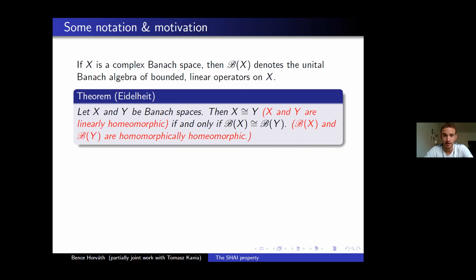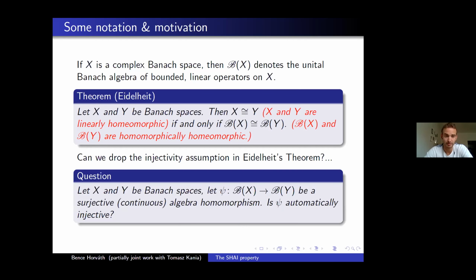And when one stares at the proof of this theorem, it's not entirely obvious where, for example, the injectivity part was used. So it's a sort of natural question to ask, maybe naive, but quite natural, can we just drop this assumption? So more formally, if we are given X and Y Banach spaces and there is some surjective continuous algebra homomorphism between them, is this automatically injective?